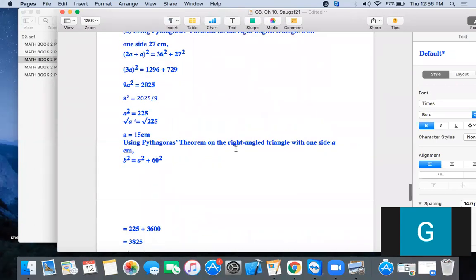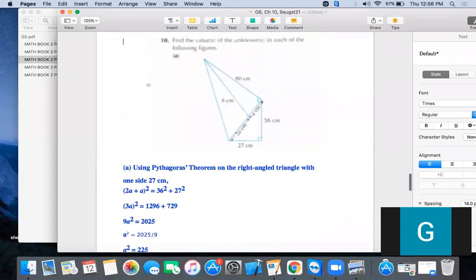Similarly, use Pythagoras theorem on the right angle triangle with one side a centimeter. Now which right angle triangle are we taking? One whose side is a centimeter. Let's see the diagram again. See this right angle triangle. B is the hypotenuse, right? And a centimeter, and this side is 60 centimeter. We select this right angle triangle, through which we can find the value of this, because this side value is given and this side value is given. Let's see.